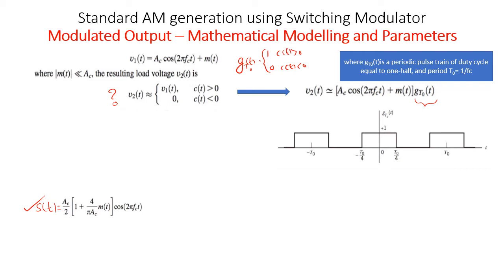If you see this, I'll draw the carrier along with it. Whenever the carrier is positive, we'll have a pulse of amplitude 1. And you can see the width of this pulse is exactly T0 by 2, exactly equal to half a cycle of our carrier. So this is g_T0(t).